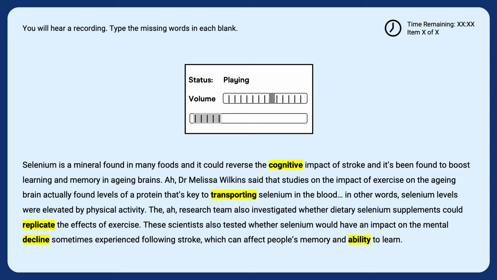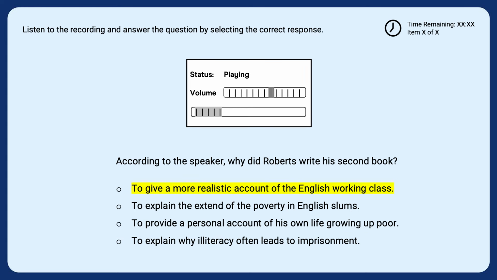Now make sure you have spelled these words correctly. They have to be exactly as they are on the screen to get full marks. The answer to multiple choice choose single answer is A. Roberts' second book was a more realistic account of the English working class.